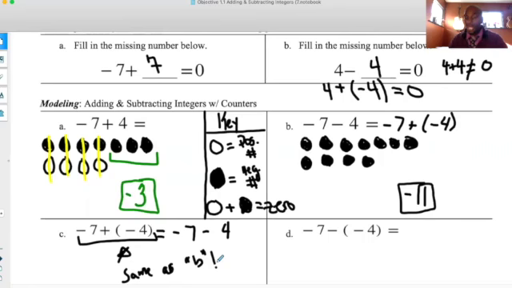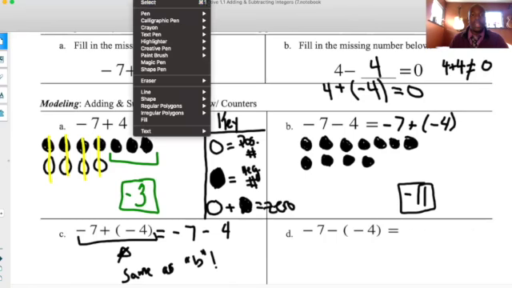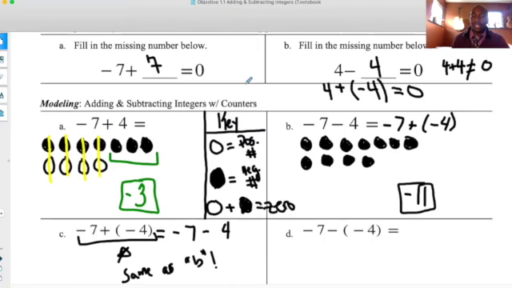Now, for letter D, this should kind of be a reminder to some of you, because you might have seen this before. You might know, oh, I know what I need to do there. Some of you guys are probably thinking that. What do we do when we have 2 negatives back to back like this? We end up turning it into a positive, -7 plus 4. Now you can see that there is a similarity between A and D, right? So this is the same as A, okay?